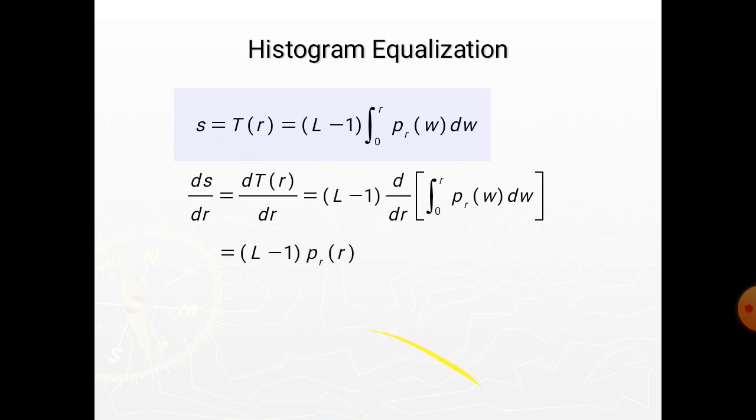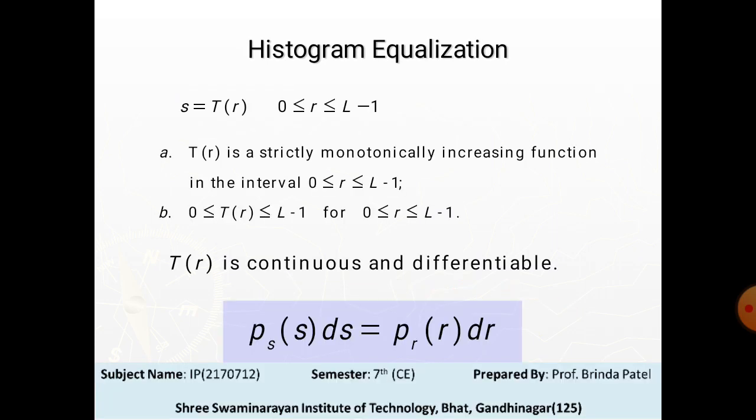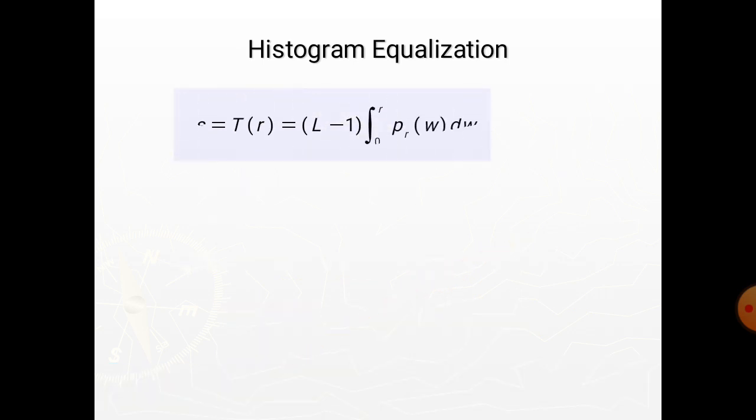A fundamental result from basic probability theory is that if p_r(r) and T(r) are known, and T(r) is continuous and differentiable over the range of values of interest, then the PDF of the transformed variable s can be obtained using a simple formula: p_s(s) equal to p_r(r) times dr upon ds.